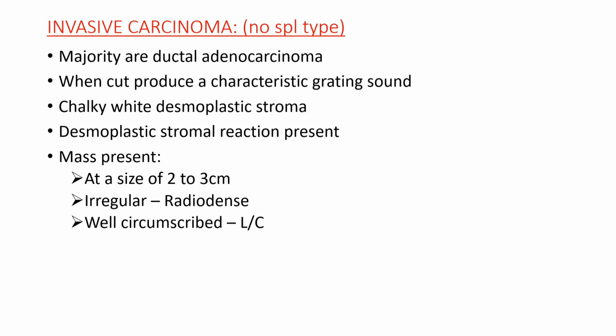Now coming to the non-special type of invasive carcinoma, the majority of them are ductal adenocarcinomas, which on cutting produce a characteristic grating sound. There will be presence of chalky white desmoplastic stroma, which is nothing but the fibrous tissue around the tumor. Desmoplastic stromal reaction is present, which is nothing but the activation of the supporting stromal cells around the tumor, which causes deposition of more collagen and extracellular substances. The mass present will be 2 to 3 centimeters in size and irregular. It is radiodense, which is captured in the radiological film. Least commonly, it is also well circumscribed.